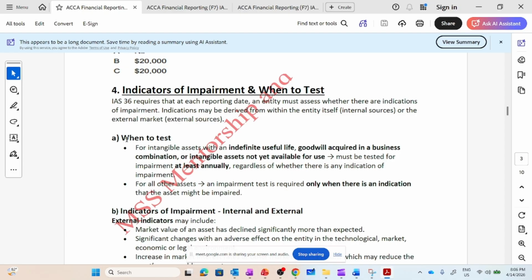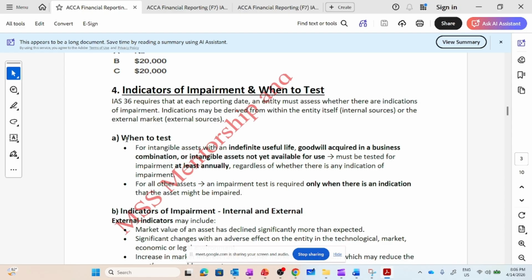When we are talking about intangible assets with indefinite useful life, it means assets that do not have a specific end time. Especially when you're talking about intangibles, if there is no specific end time, it means that asset has an indefinite useful life. So on an annual basis, we are going to test for impairment. Also for goodwill that is acquired, I'm talking about purchased goodwill.